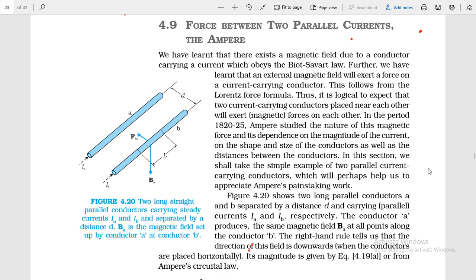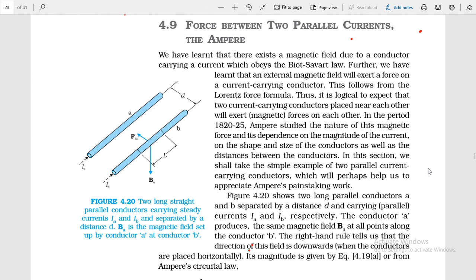Students, in the last session we completed Ampere's circuital law and its applications, that is, the magnetic field due to a solenoid and toroid and their uses in different types of equipment. After that we also solved questions based on the topic magnetic field due to solenoid and toroid.